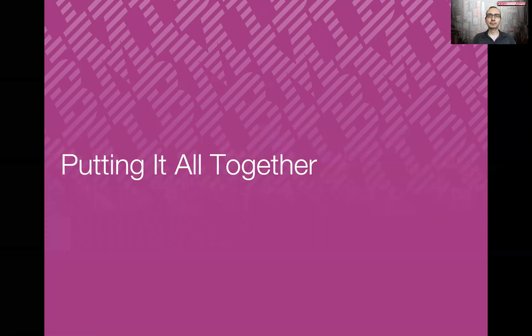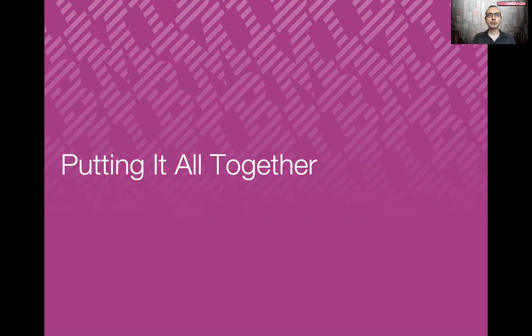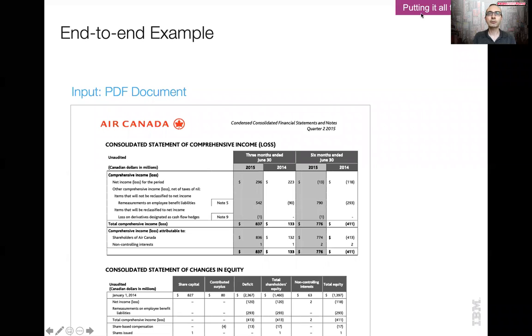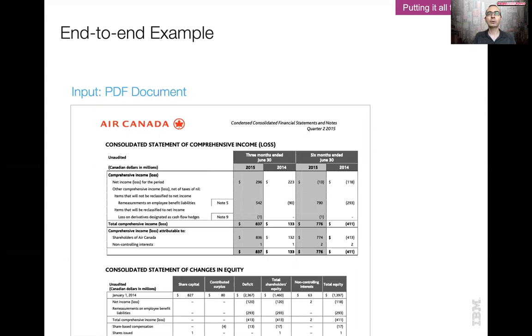Welcome back. In the previous sections, we have discussed in depth work done in two broad areas, table extraction and table understanding. In this section, we will show how these two can be combined into a single end-to-end pipeline for table processing. To start off, let's walk through an end-to-end example. Let's assume that we want to help financial analysts analyze the financial statements of Air Canada.